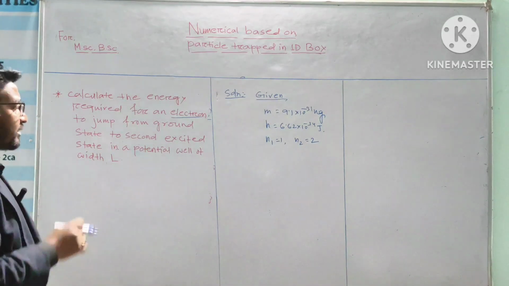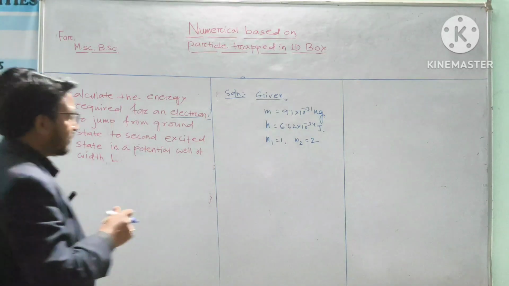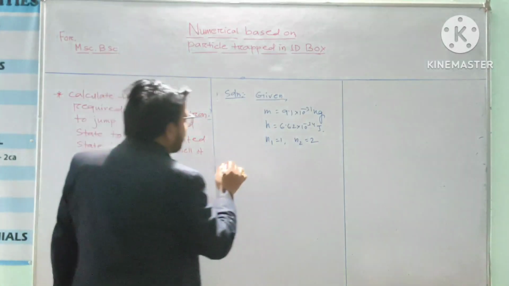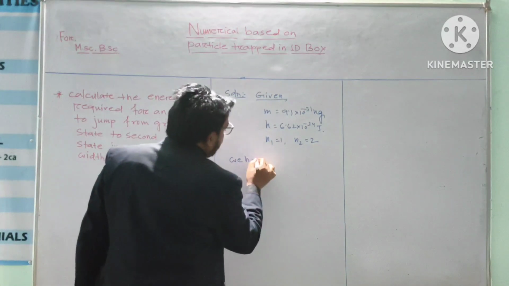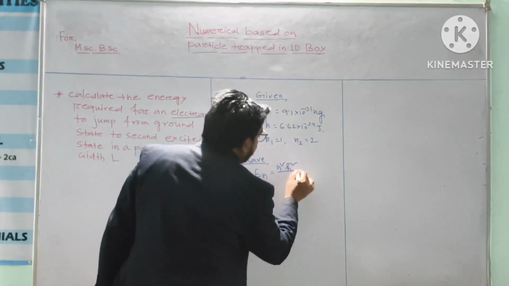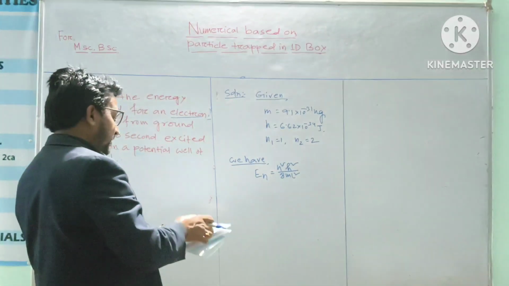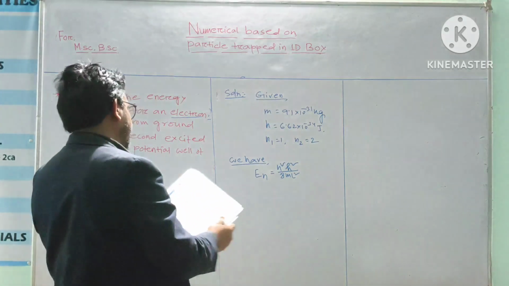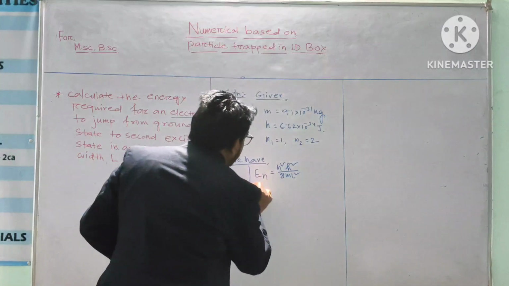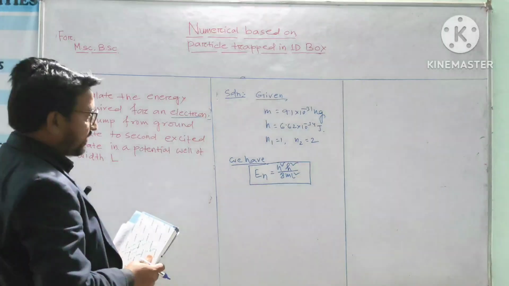First of all, we are going to find the energy associated with the first energy state. We know that this is the energy expression: En equals n square h square divided by 8m L square. This is the energy level expression for the particle. This formula is known as the energy level expression for a particle trapped in a one-dimensional box. So this is our main formula.